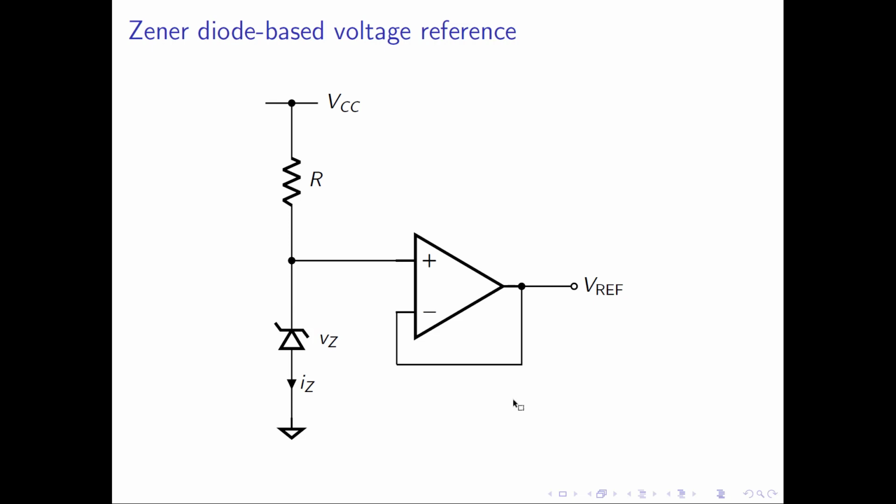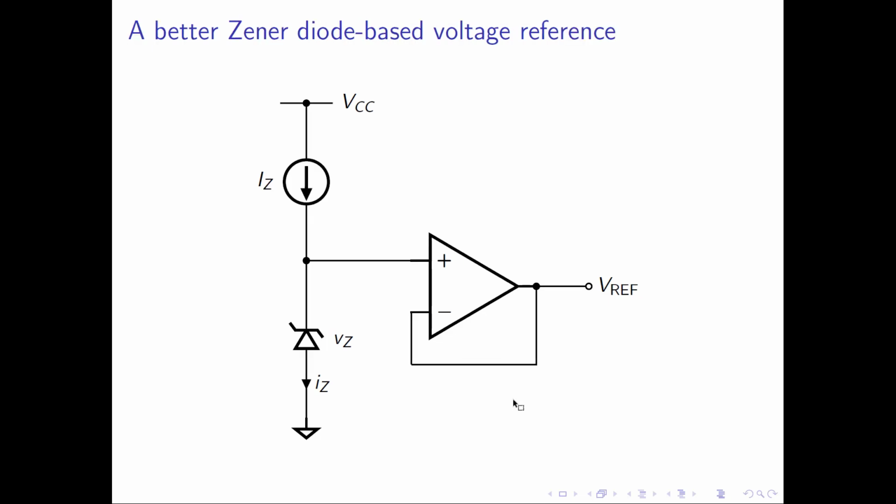A better circuit would be something like this, where we bias the Zener diode from a current source. So regardless of what VCC is doing, if we insert a current source, then that ensures that the Zener diode bias point is stable, and we include the op amp buffer still to ensure that no current is drawn away from that biasing network. So you can see this is very straightforward.